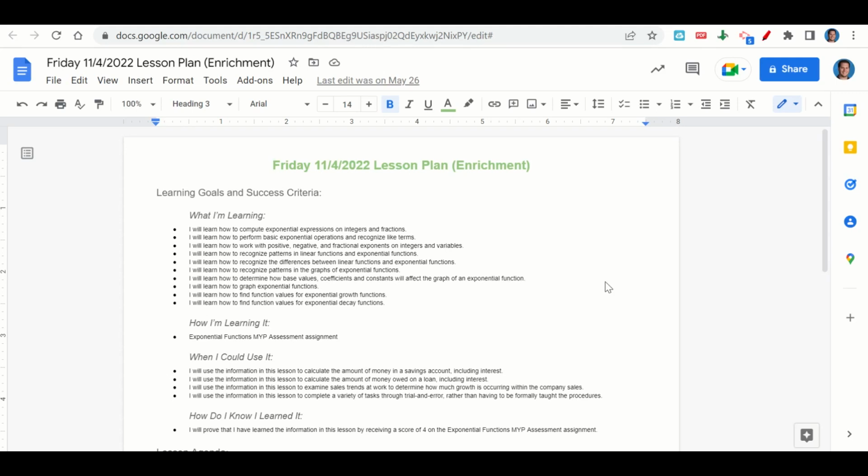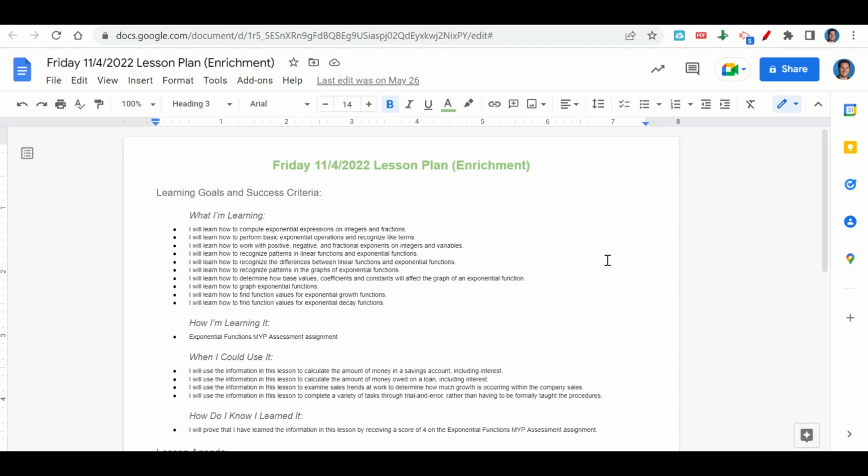When can we use this information? To calculate the amount of money in a savings account including interest, to calculate the amount of money owed on a loan including interest, to examine sales trends at work to determine how much growth is occurring within the company's sales, and to complete a variety of tasks through trial and error rather than having to be formally taught the procedures.